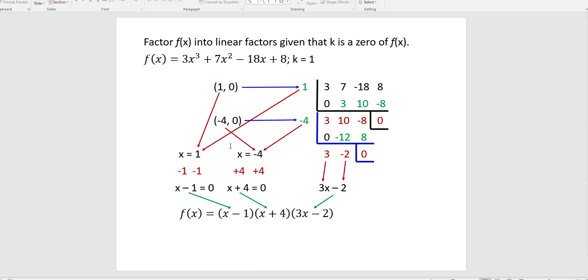First, use the x-intercept of 1 to perform a synthetic division on our function. Second, use the -4 to perform a second synthetic division on the result of the first synthetic division.